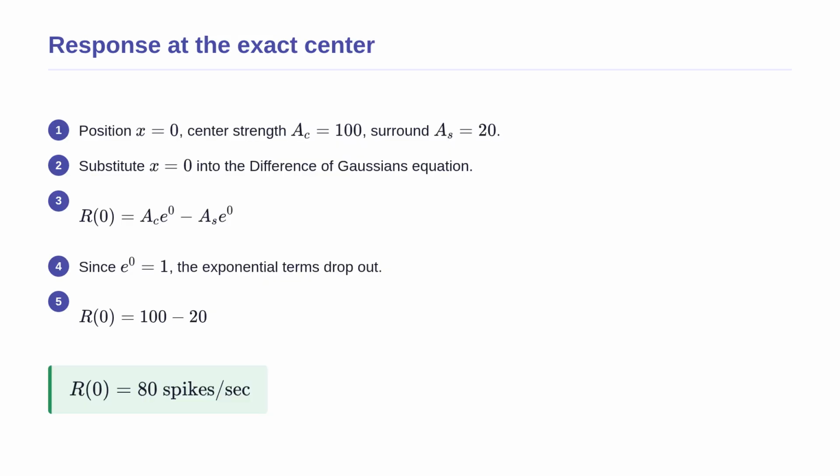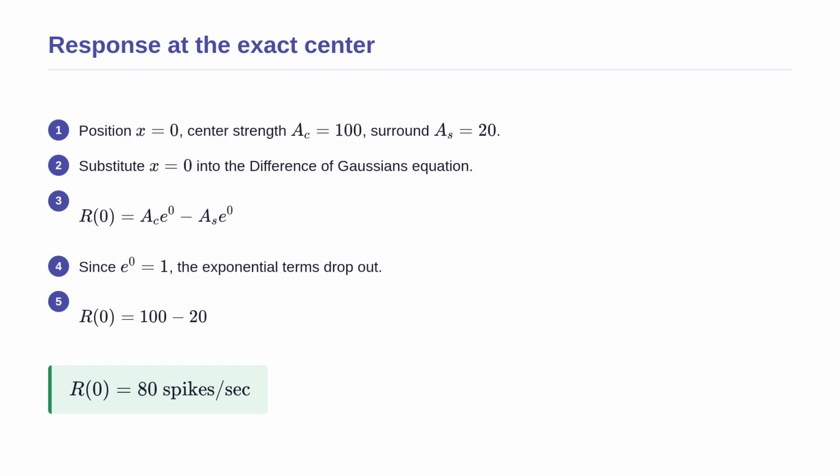Let us apply this complex formula to a simple scenario. We want to find the firing rate when a pinpoint of light hits the exact center of the receptive field. So position x equals 0. The center strength is 100 spikes per second, and the surround strength is 20. Why do we choose x equals 0? Because it beautifully simplifies the math.